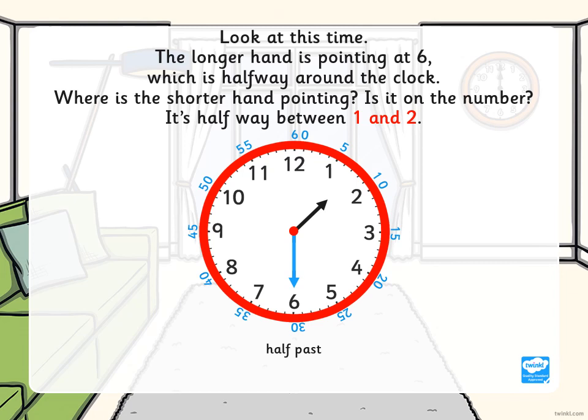As that minute hand goes around the clock, the hour hand moves very slowly between the 2 hours. So if it was 1 o'clock and the minute hand was pointing at the 12, as it moves around and gets to half past, the hour hand is halfway between the 1 and the 2 to show that it is half past 1. So this clock is showing that it is half past 1. That hour hand has not reached the 2 yet.